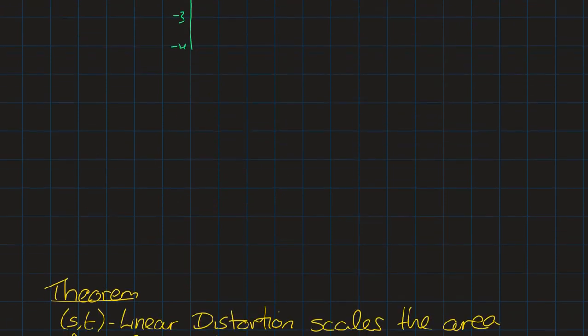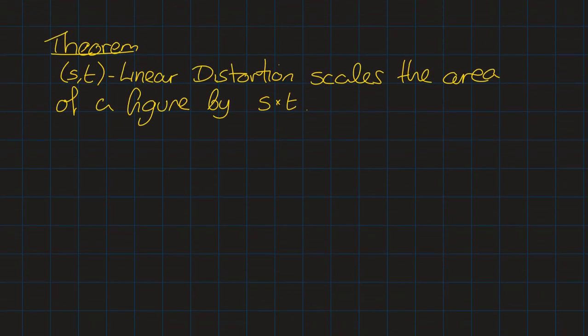The last thing I want to quickly mention is what happens to area. This is an analogous theorem to what we were saying in the S distortion case. In ST linear distortion, the area gets scaled by a factor of s times t. Remember, in S distortion the area gets scaled by s squared. Well, now the area gets scaled by a factor of s times t. That's the end of this video.